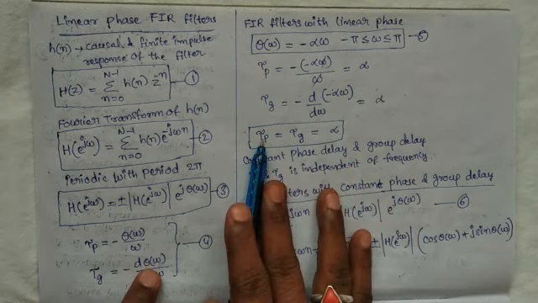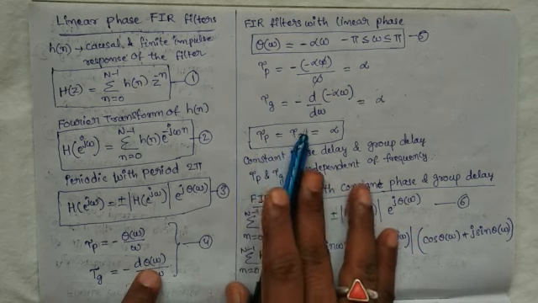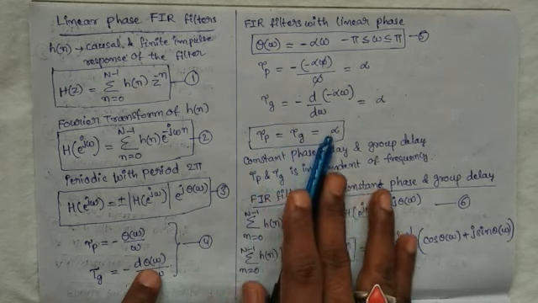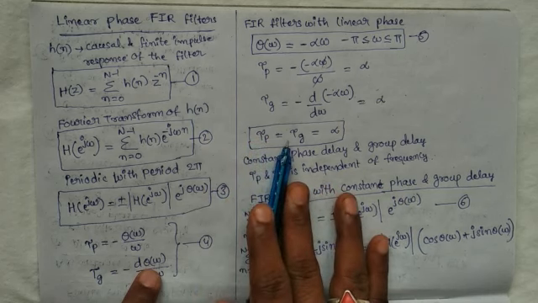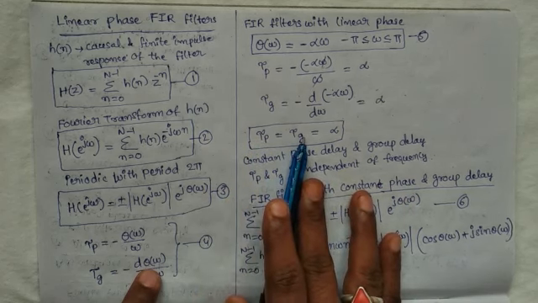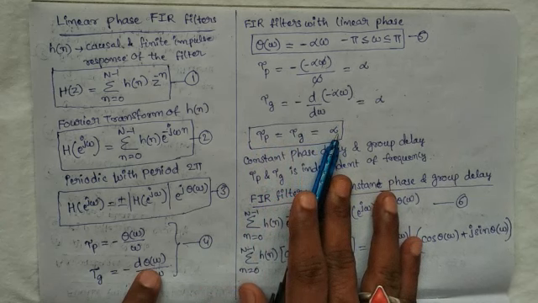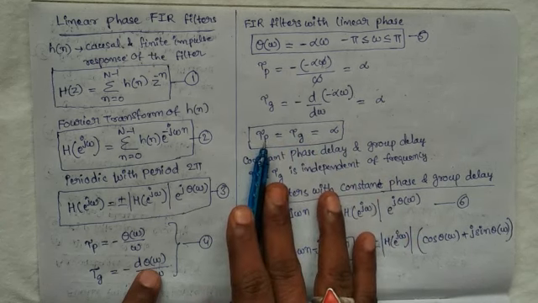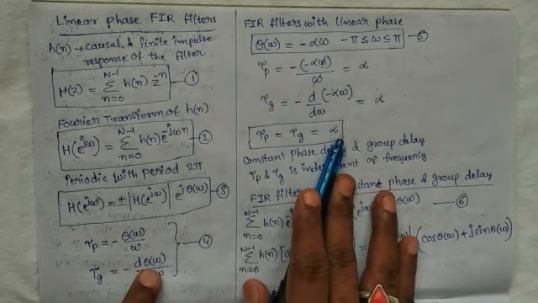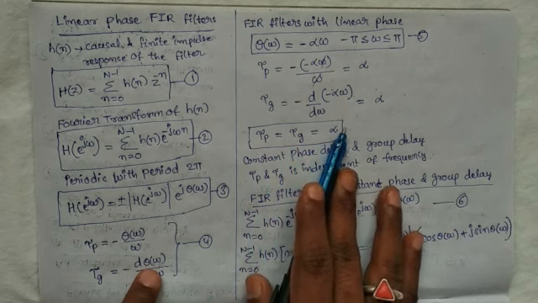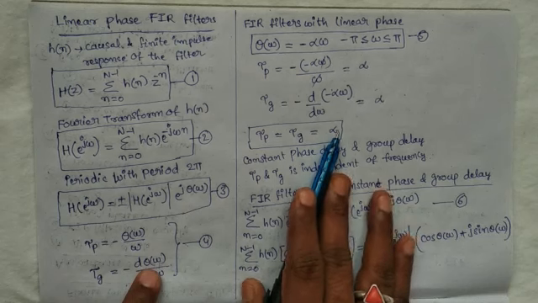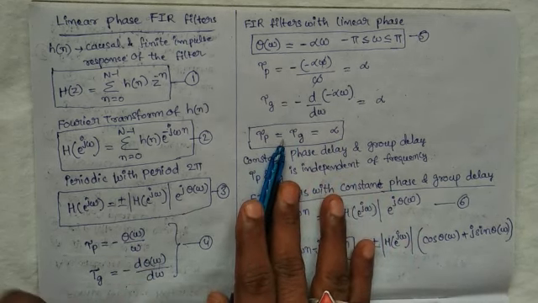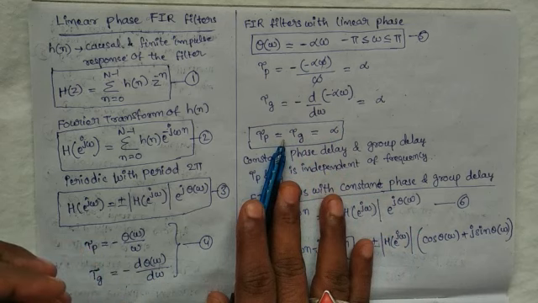The phase delay and group delay are both constant. From this we observe a constant group delay and a constant phase delay. This phase delay and group delay are independent of frequency omega. Now we are observing the impulse response of FIR filters.